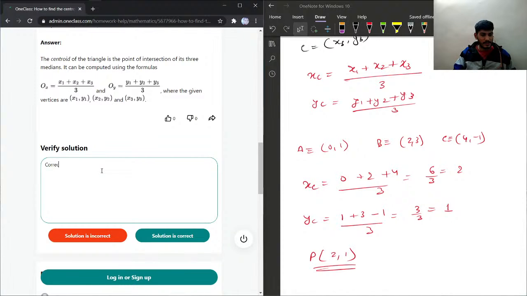So correct solution. Good work. Where is my mouse? Yeah.